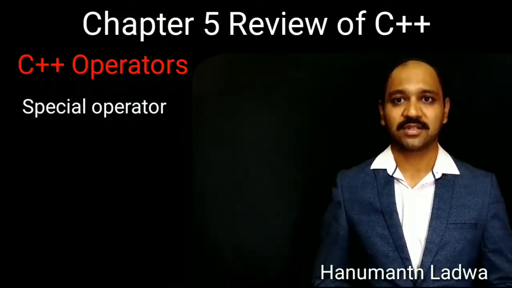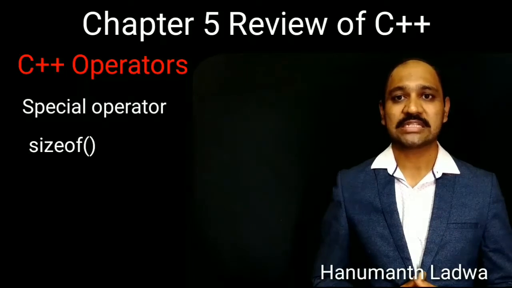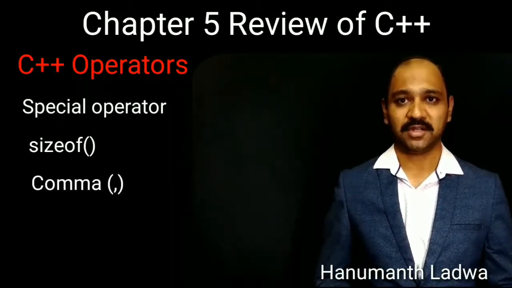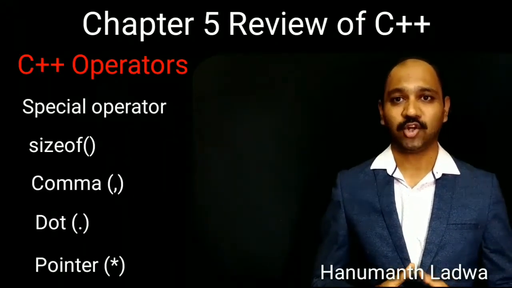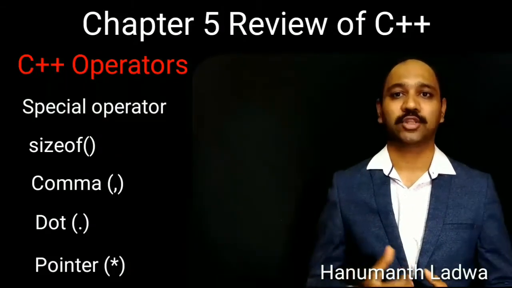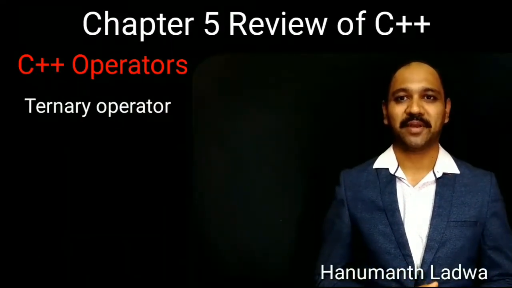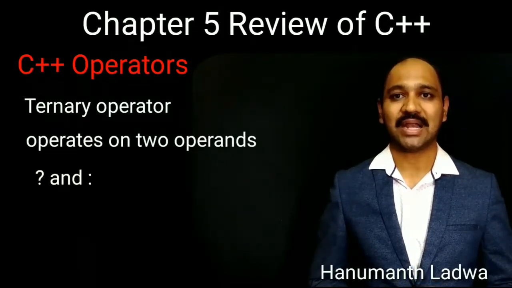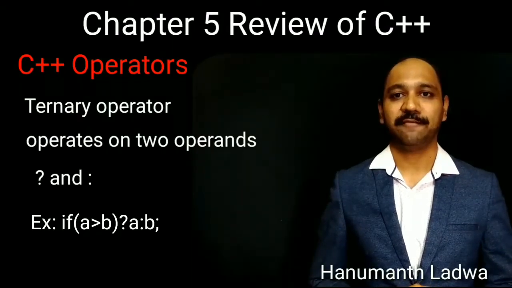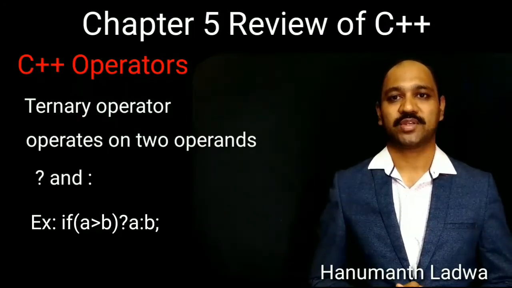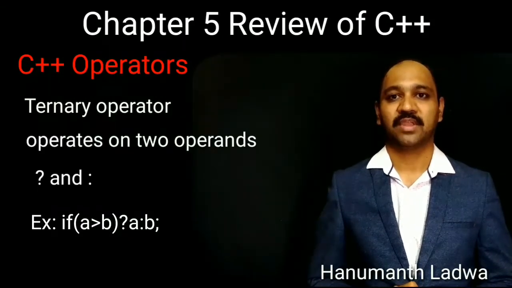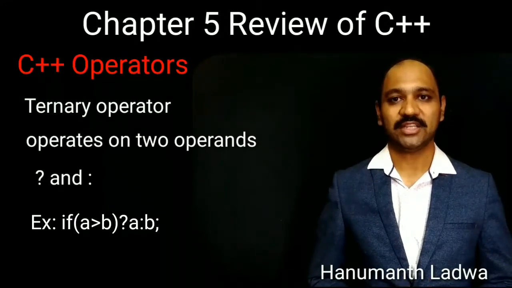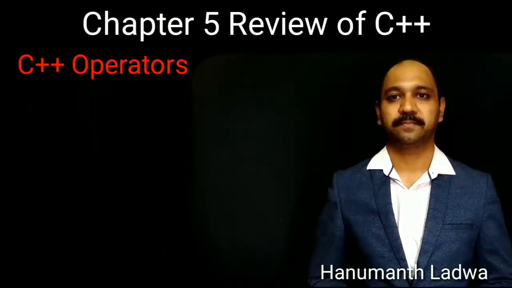Special operators. Special operators such as sizeof, comma operator, dot operator, pointer operator, which we are going to study in forthcoming chapters. Ternary operators. Here the two operators are question mark and colon. Now let us take one example. If A is greater than B, question mark, A colon B. If the condition is true, then A will get executed, otherwise B will get executed.